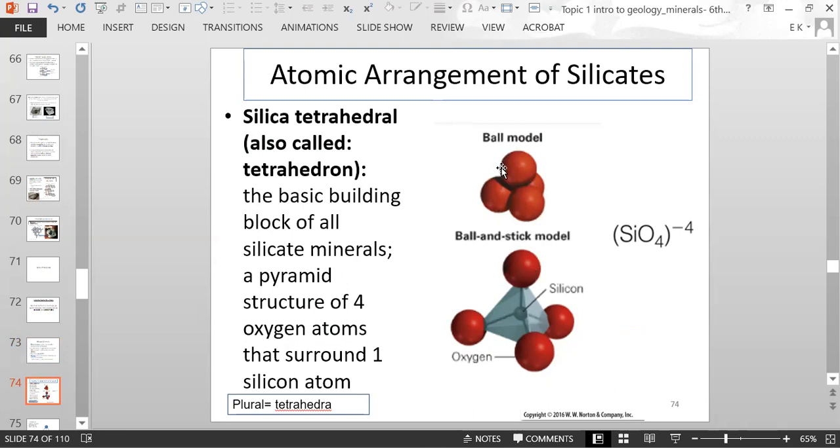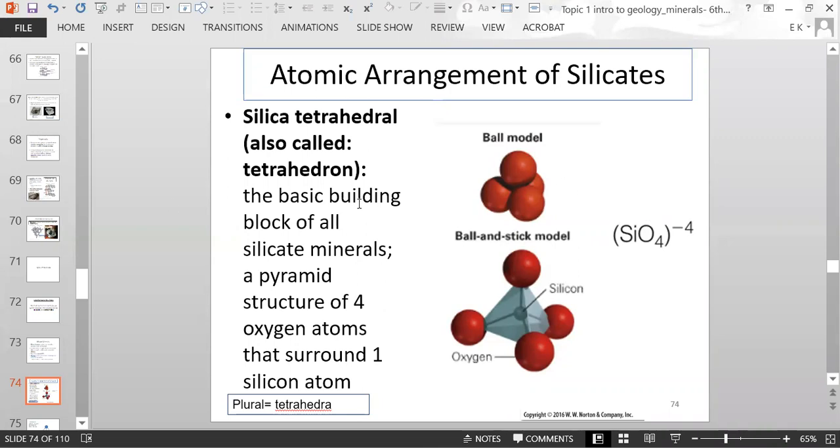So the top picture is just showing you the ball model of a tetrahedral, where it shows you the atoms in the shape of balls. Then you have the ball and stick model, which shows you a little bit more, it's easier to see what's going on in the ball and stick model. But a silica tetrahedral has SiO4 as the chemical formula. So it's one silicon atom and 4 oxygen atoms. So here the 4 oxygens are in the red, and then the silicon is in the middle. So in the ball model, you can't see the silicon. It's stuck in the middle there. You can't see it.